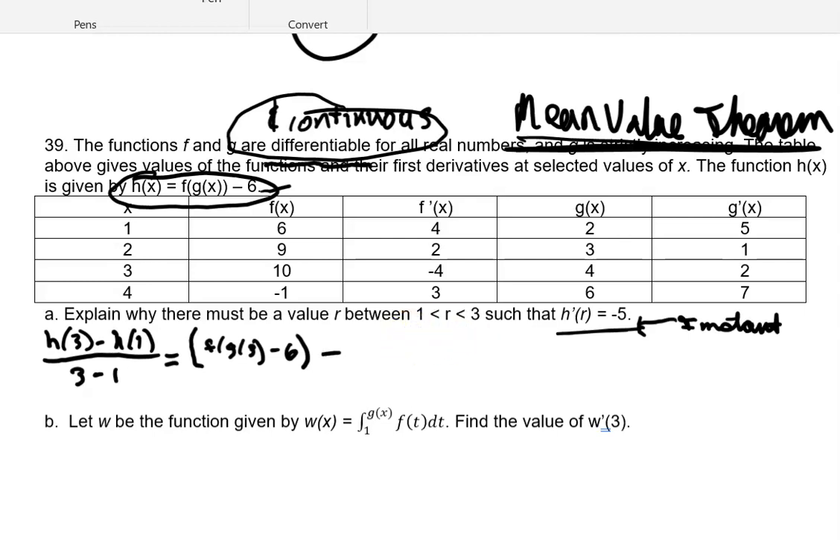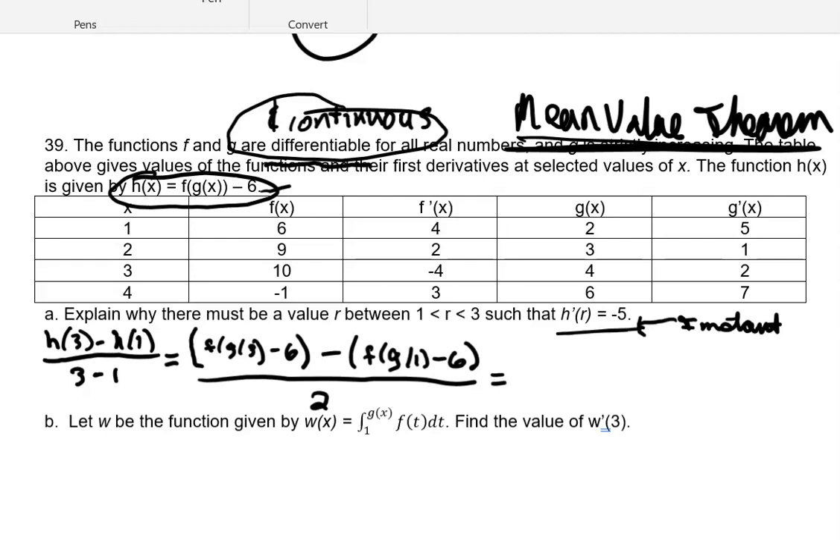And then I would need to do h of 1. So I'm going to go to that function up above. I'm going to plug in a 1, f of g of 1 minus 6. And then all of that gets divided by 3 minus 1, which is a 2. So still some work to do.